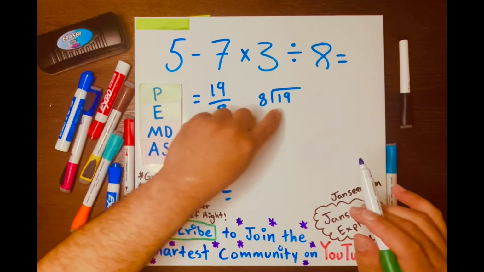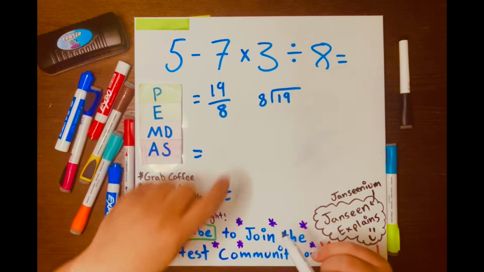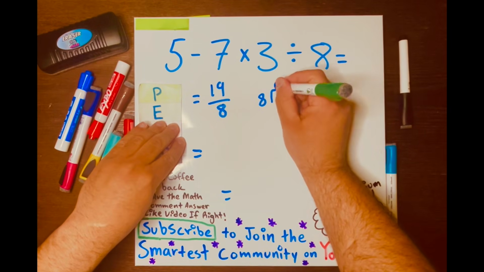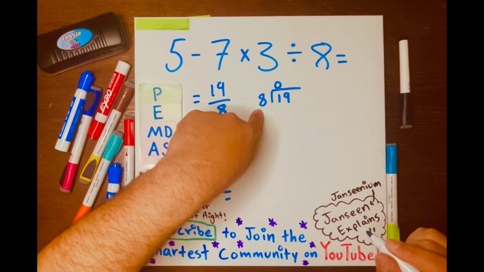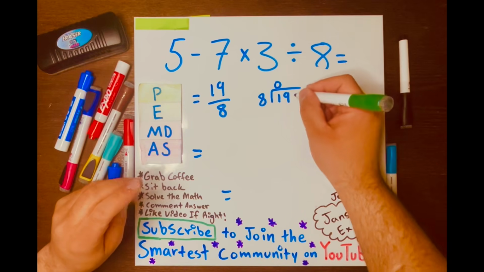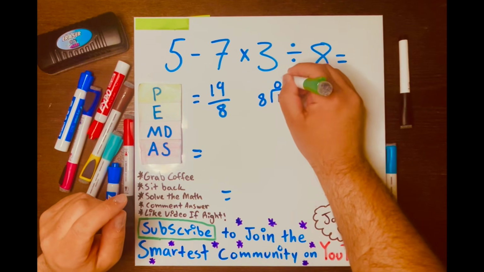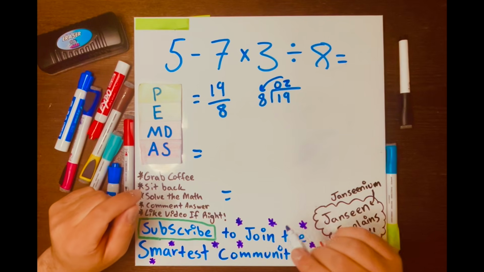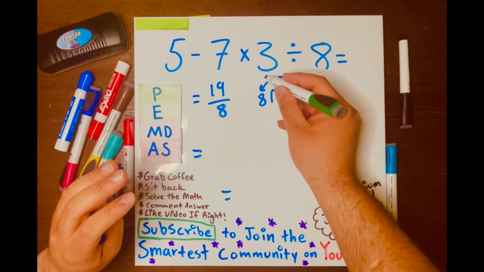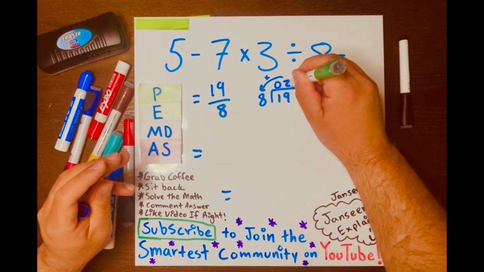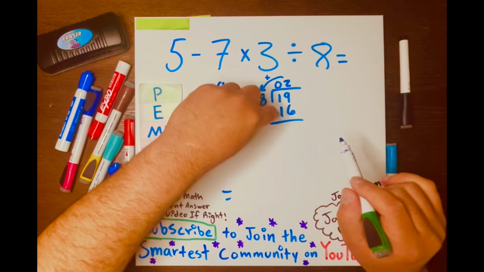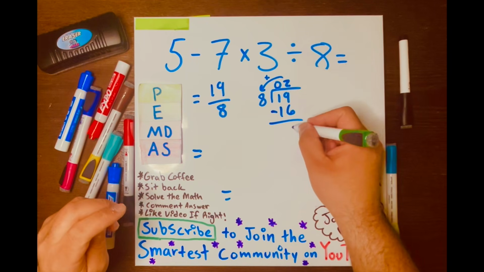And now how many times can 8 fit into 19? Well, let's do it like this. How many times can 8 fit into 1? You cannot, so we write a 0. How many times can 8 fit into 19? 2 times, right? Because 2 times 8 is 16. So I write 2, and that's closest to 19, because 8 times 3 is 24. Yes, you need to know your multiplications. Please study that. So 2 times 8 is 16, and so we subtract 19 minus 16, which is 3.